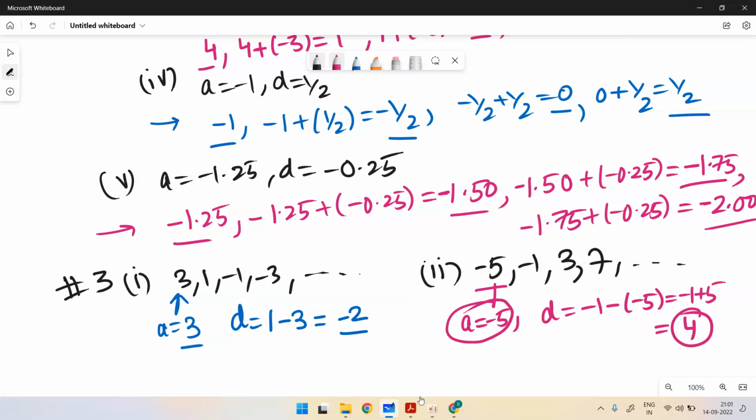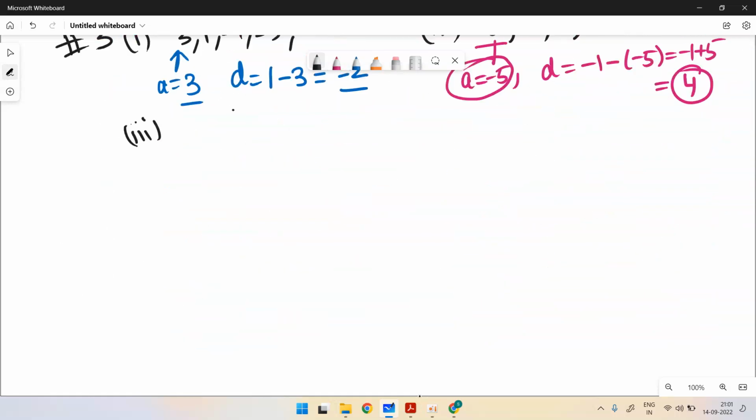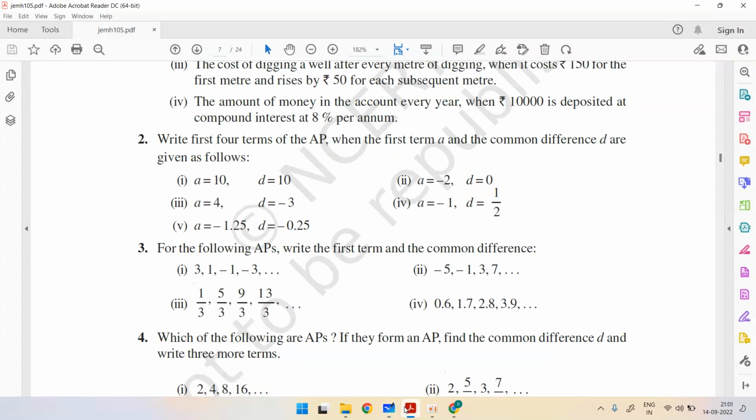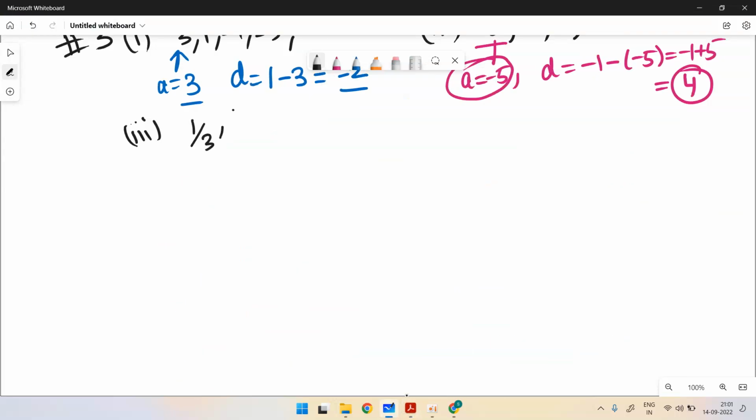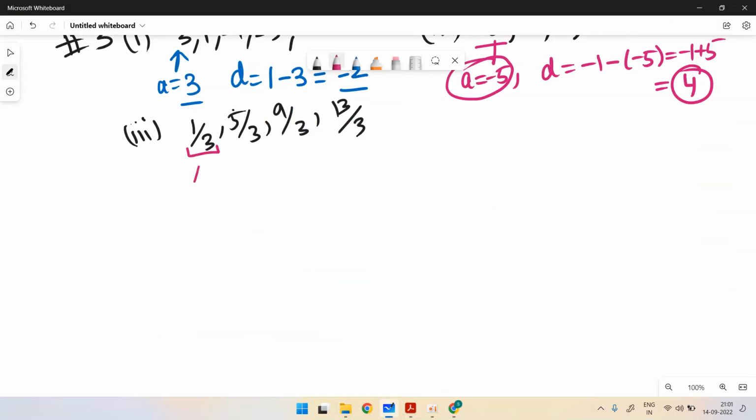So what is the third part? This is 1 by 3, 5 by 3, 9 by 3, and 13 by 3. Here my first term is a equal to 1 by 3, and if you calculate the common difference, d equal to second term minus first term, this is 4 by 3, which is the answer. So the first term a is 1 by 3 and d is 4 by 3.